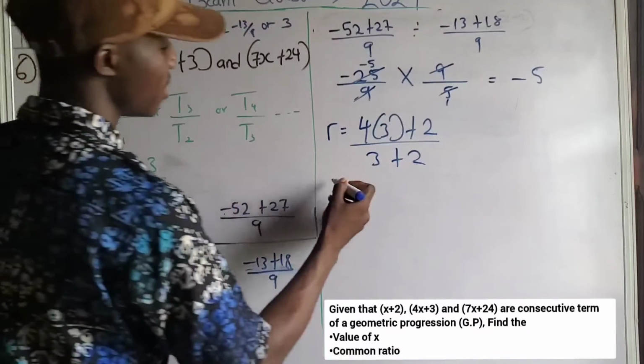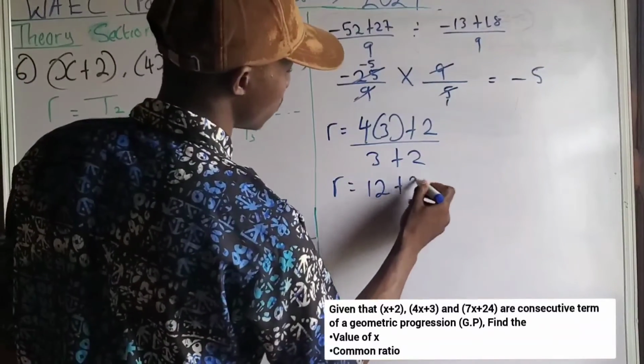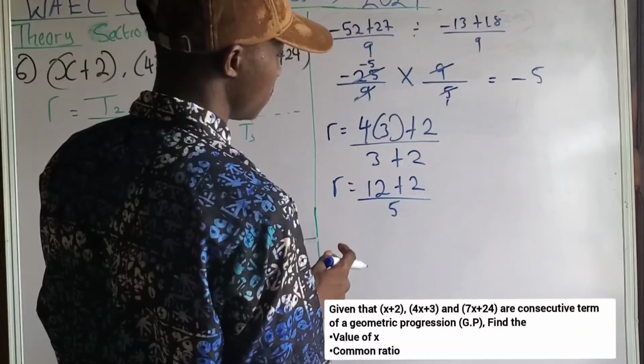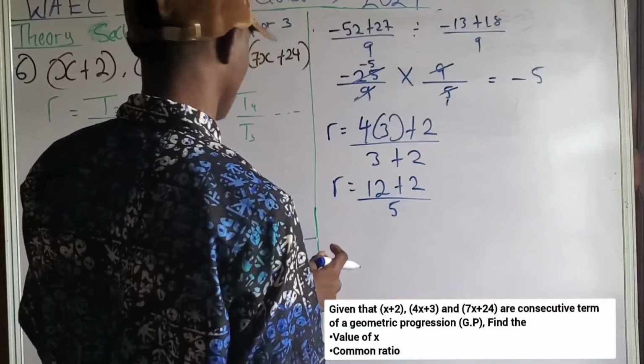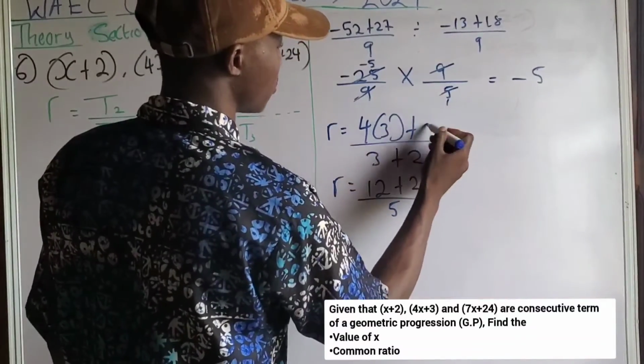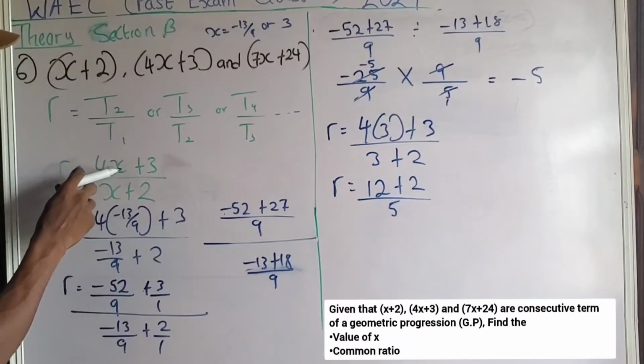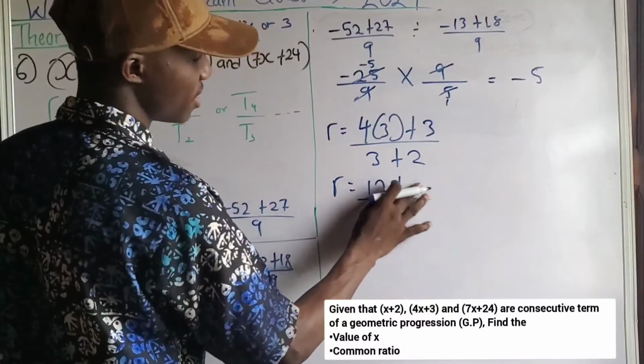So I'm going to have 4 times 3. 4 times 3 is what? 12. 12 plus 2 all over 5. Oh, this should be 3. Sorry. This should be 3. It is 4x plus 3, you know. So when x is 3, I'm going to have 4 times 3 plus 3. Okay. So this will be 3.